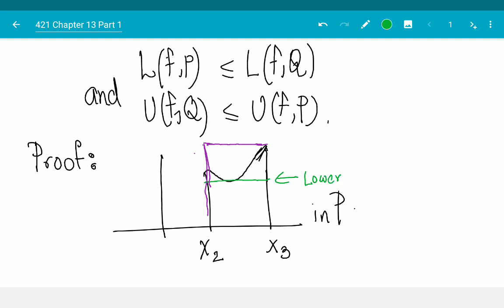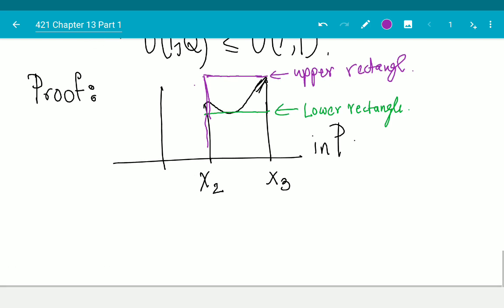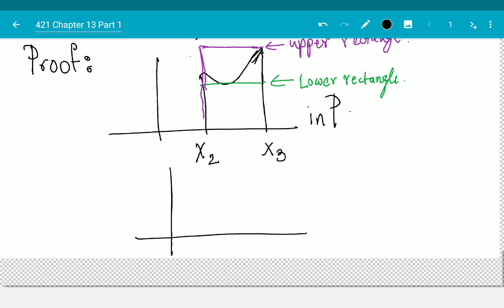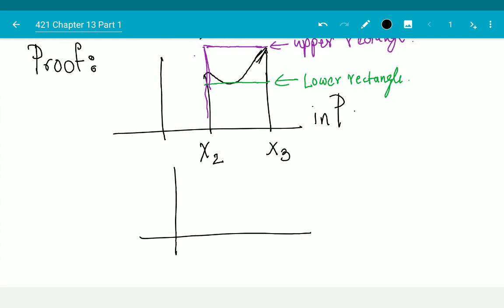So, lower rectangle, upper rectangle. The area that you have in the lower rectangle is the area of this small green one, and the value of the upper rectangle is the value of the purple rectangle. Right?